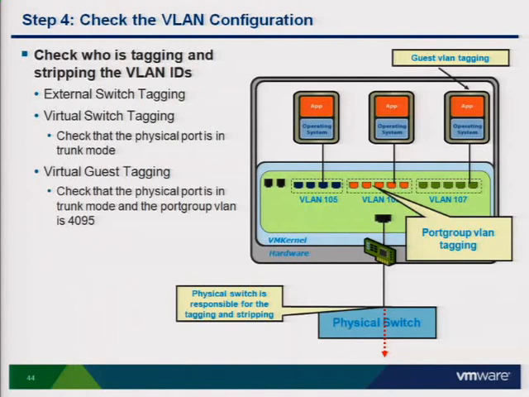And the third thing, which is less common from our experience in the field, is to do virtual guest tagging. In this, the guest tags the VLAN of the packets, and we don't tag the packets in either the virtual switch layer or the physical switch layer. So check that the physical ports are again in trunk mode, so it can actually let traffic from that particular VLAN through. And you also need to check that the port group VLAN is 4095. This means that we will not tag the VLAN on the virtual switch level.